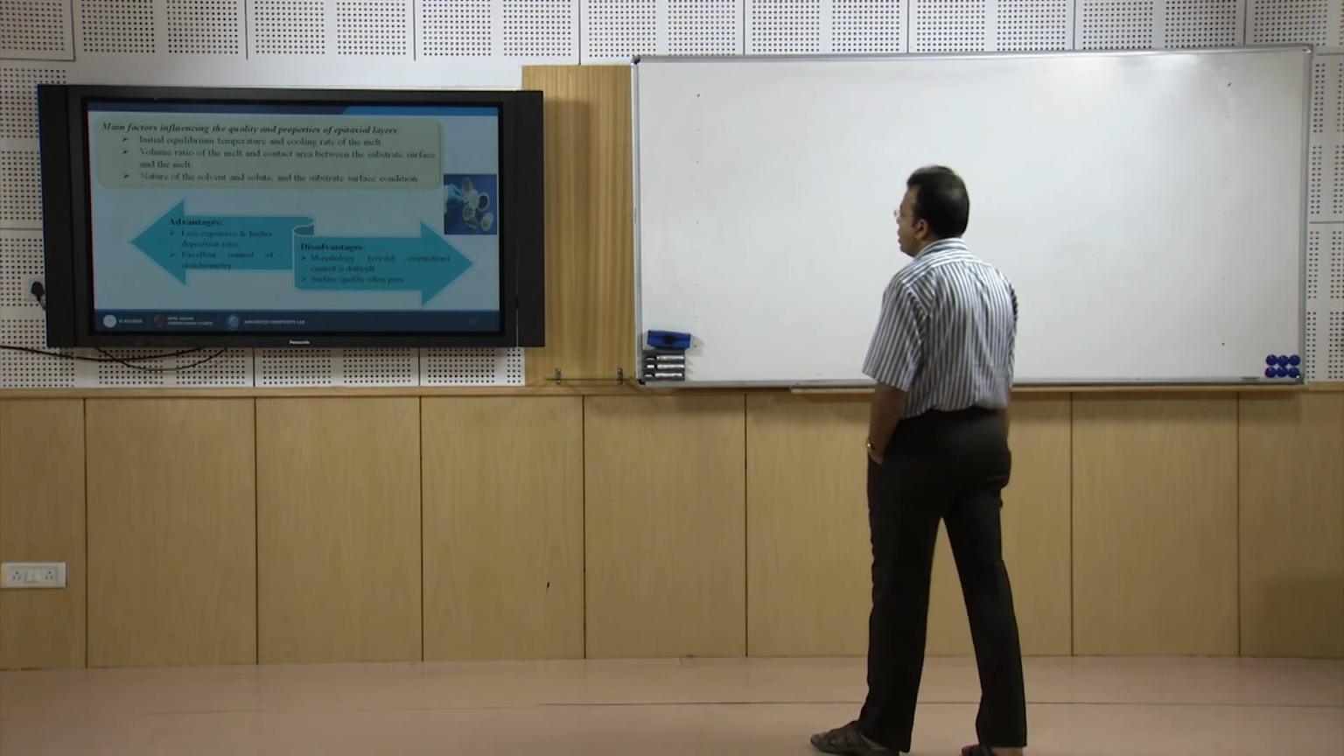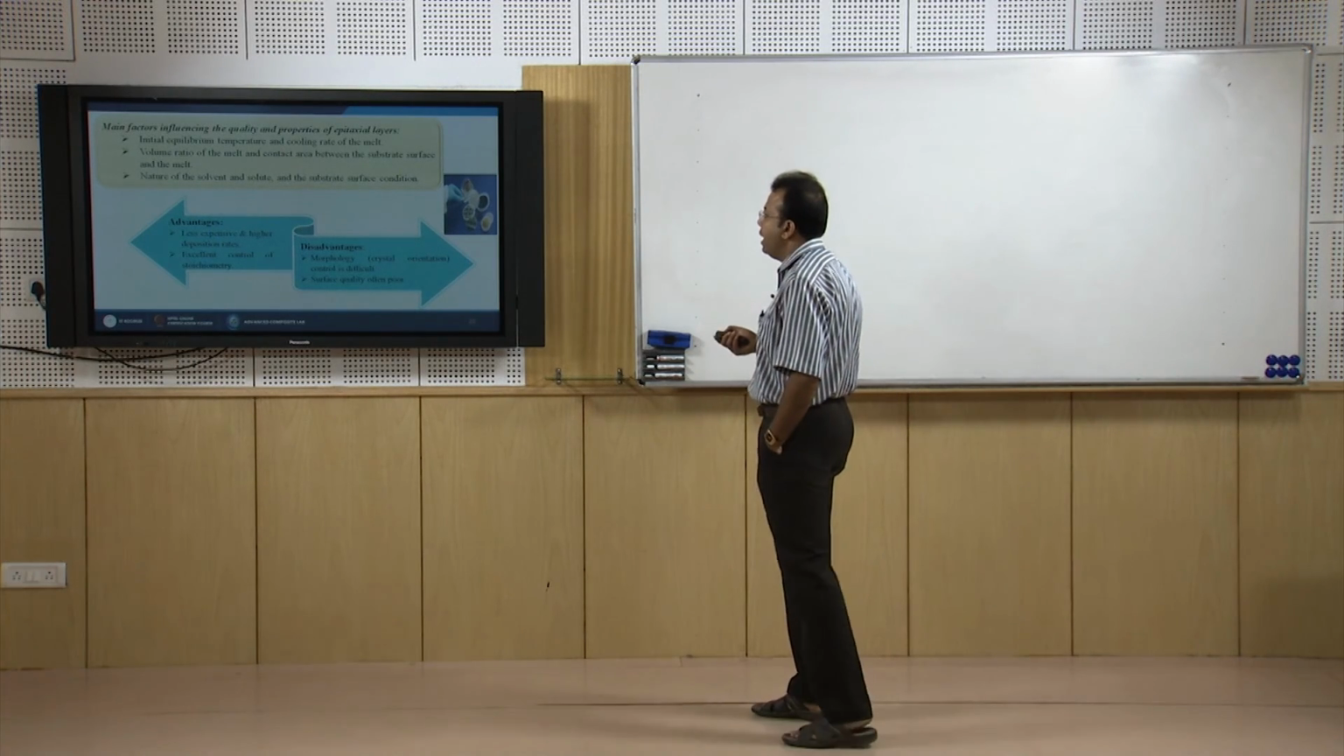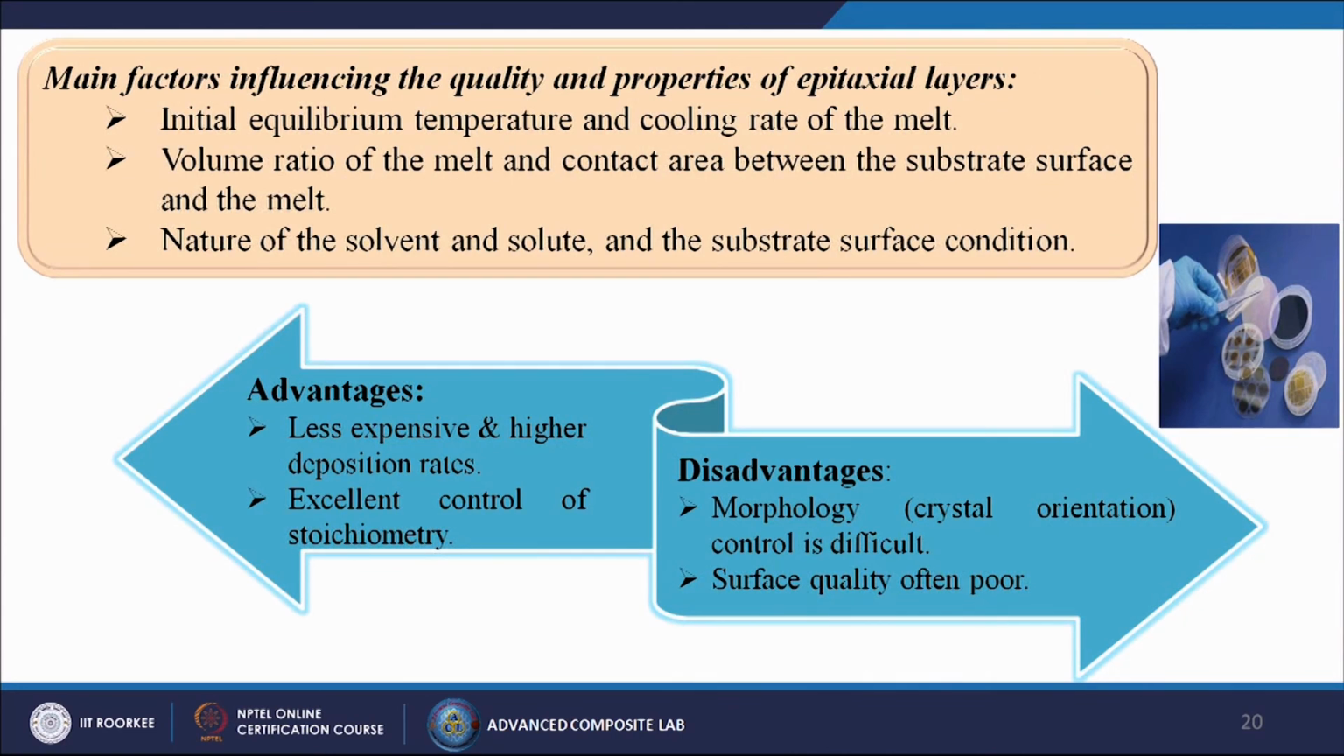The main factors influencing the quality and properties of epitaxial layers are: initial equilibrium temperature and cooling rate of the melt, volume ratio of the melt and contact area between the substrate surface and the melt, nature of the solvent and solute, and the substrate surface conditions. The advantages are less expense, higher deposition rates, and excellent control of stoichiometry. There are certain disadvantages also: morphology, that means crystal orientation control, is very difficult, and surface quality is often poor.